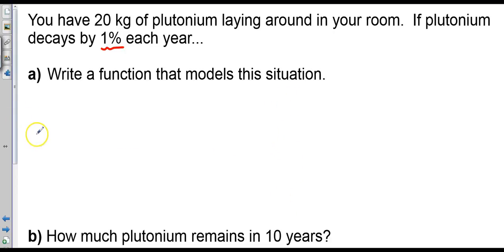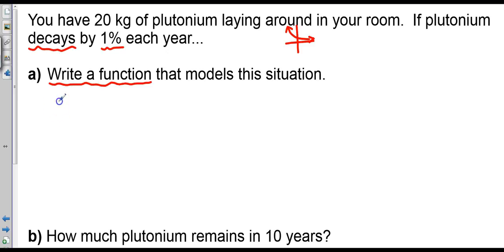The first question that we want to answer is we need to write a function that models this situation. And anytime it says write a function, you're going to have to identify some kind of pattern here. Okay? So if it's going to decay, that's number one. That means it's going to decrease. So it's going to look something like this. Our function will decay by 1% each year, that means that we need to take the total amount and we need to kind of map out what's going on here.